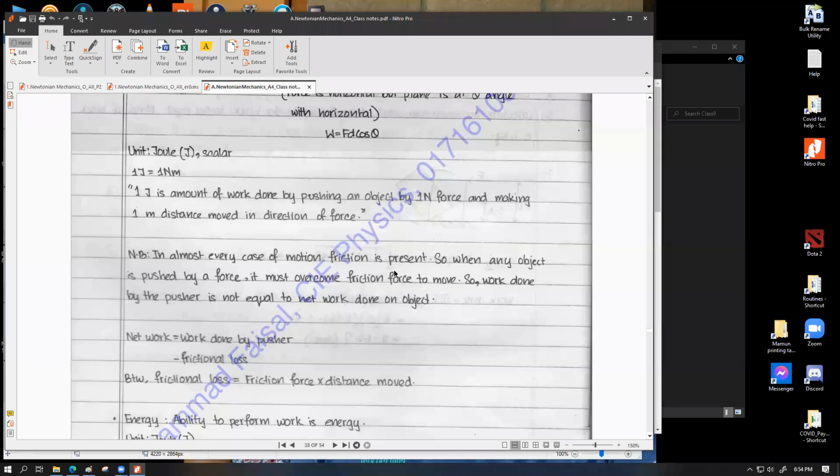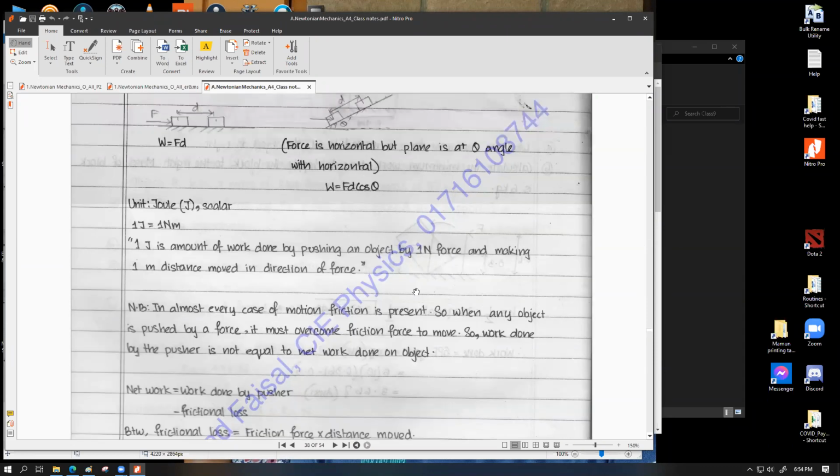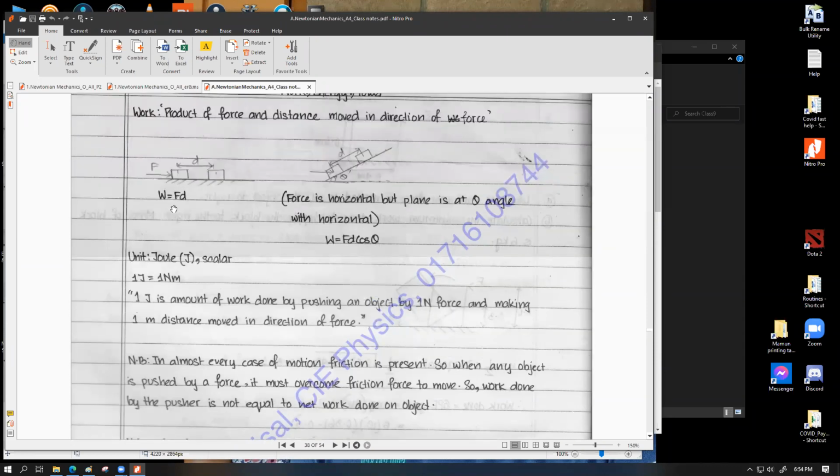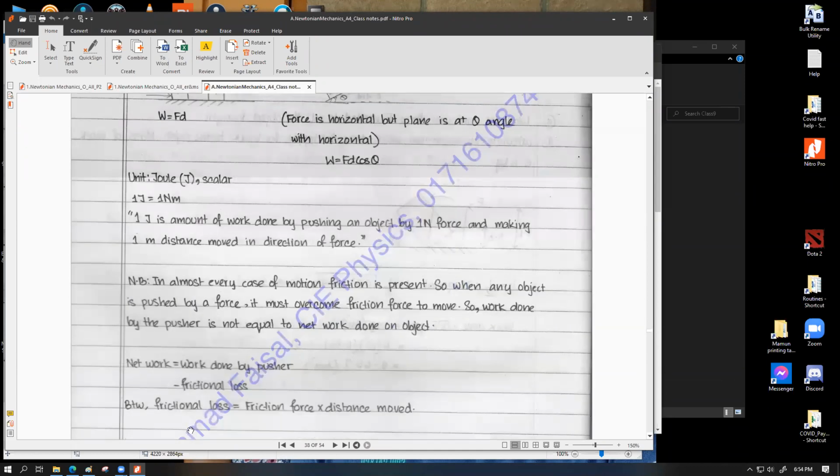So how much frictional loss happens in the process of moving an object can also be calculated by the exact similar formula of work done. Have a look. Here the work done was calculated by force into distance, and frictional force, which is frictional loss or frictional work done, is also calculated by force into distance. But why is it loss if it has the same formula? Because friction always works in the opposite direction of the motion.